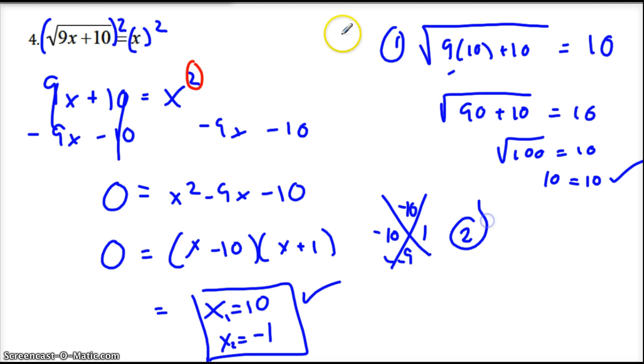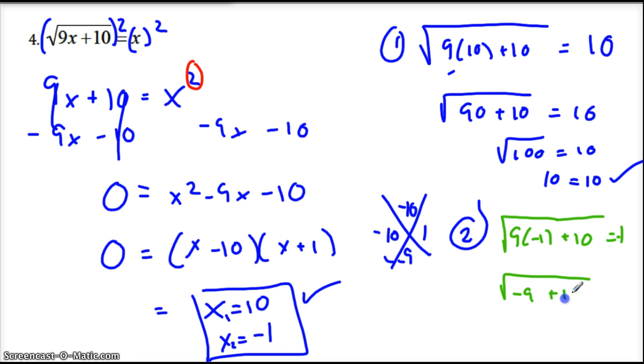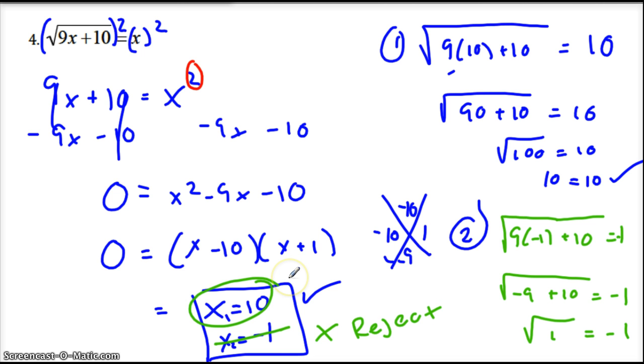Now our second check, let's do it in green. Let's try this one out. We get the square root of 9 times negative 1 plus 10 is equal to negative 1. When I check this out, I get negative 9 plus 10 is equal to negative 1, and we get the square root of 1 is equal to negative 1. Now the square root of 1 is just 1. Remember, not positive or negative, it's just 1. We're going to use the principal one, so this one is rejected. Alright, it's a reject. We get it out of there, and so our final answer is just x equals 10.